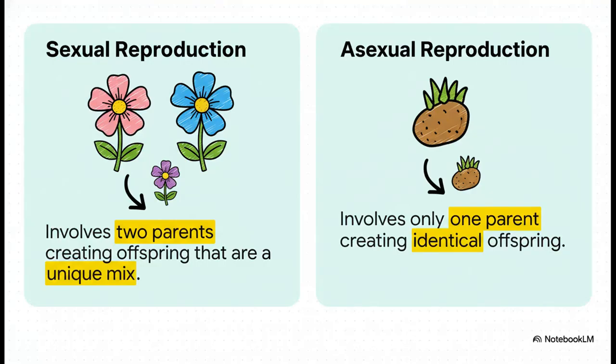Okay, so on one side, you have sexual reproduction. इसके लिए, you need two parents, a male and a female. And their baby, the offspring, is a totally unique mix of them both. But then you have asexual reproduction, which is way different. It only involves one parent, and the offspring is basically an identical clone. For today, we're going to focus in on sexual reproduction, and our main example is going to be plants.